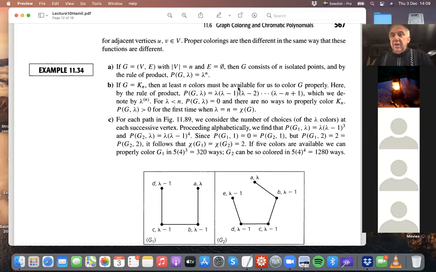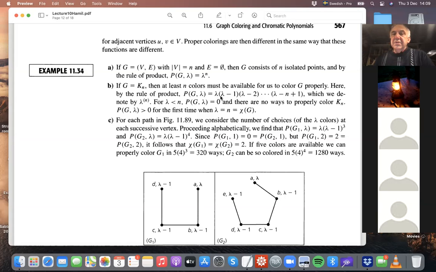Obviously it's non-zero only if we have at least n colors. It would be 0 otherwise, because if we use 1 color, this factor will kill it, 2 colors, this factor will kill it, and so on, n minus 1 colors, this factor will kill it. So the first non-trivial coloring we get is with n colors, and this will be n factorial different colorings. With n vertices, we can assign any color to the first vertex, then for the second vertex we have n minus 1 colors, and so on. The value of this polynomial for lambda equals n is n factorial.